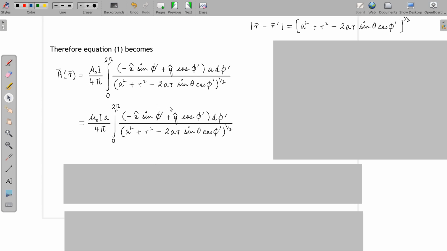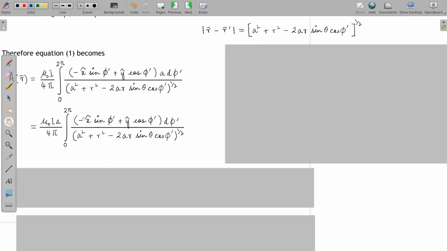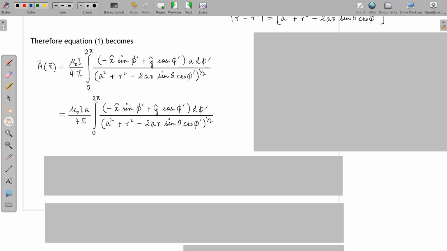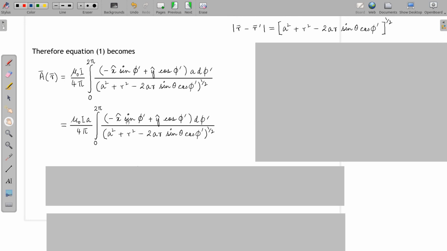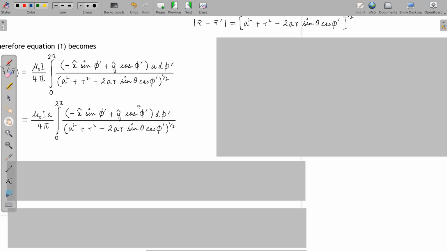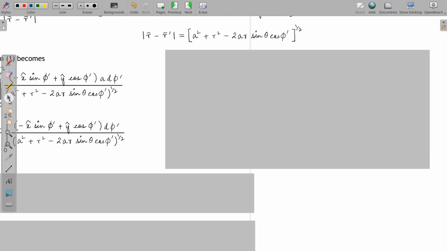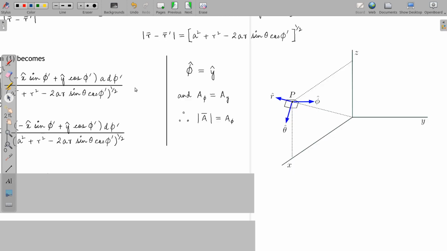I have just taken this a outside because a is a constant, so it just comes outside. The integration is from 0 to 2 pi, and this entire thing is what is left. Now how does this relate to the phi component, the r cap and theta cap components? How does it relate to it? We can see that from here.